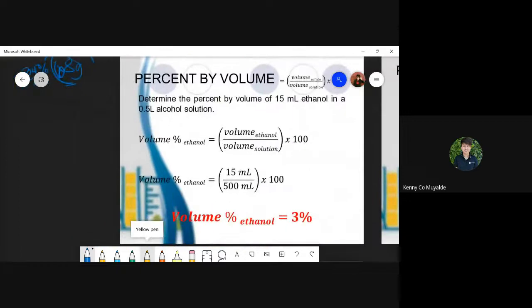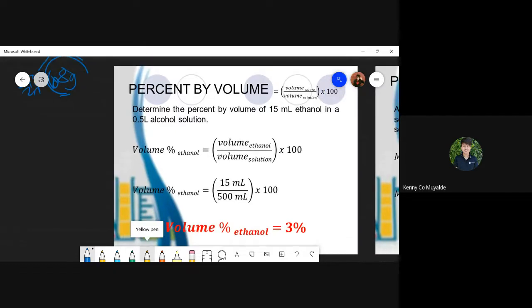So let us have an example. Determine the percent by volume of 15 milliliter ethanol in 0.5 liter alcohol solution. So ang hinahanap natin ay percent by volume ng ethanol. So our solute is ethanol, which is 15 ml.